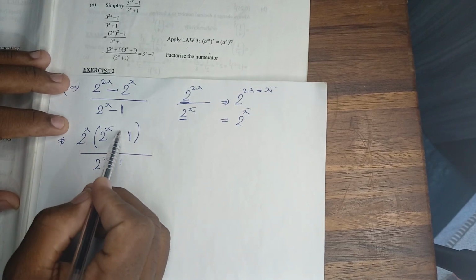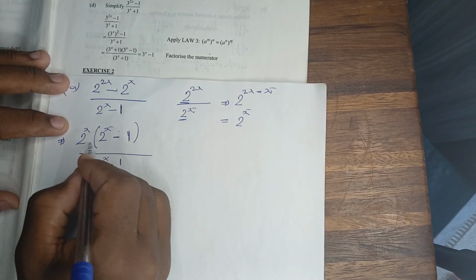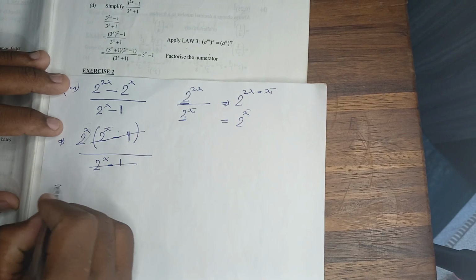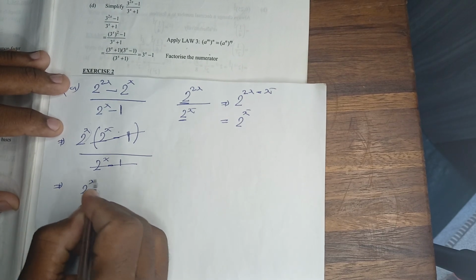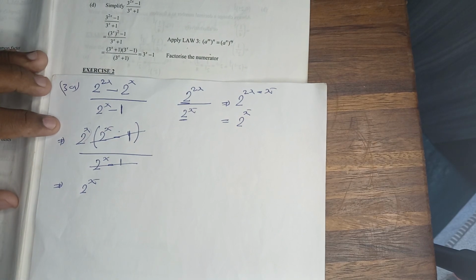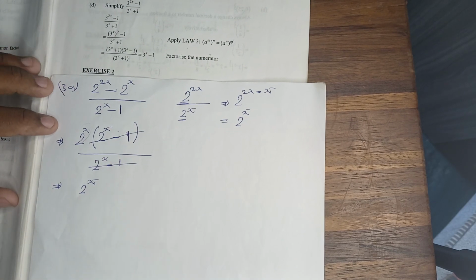Then we can see that these here are the same. I'm simply going to cancel. I cancel. Then I'll be left with what? With 2 to the exponent x. So this is how we simplify. So number 1 is done. It's already simplified. So we're going to number 2 now.